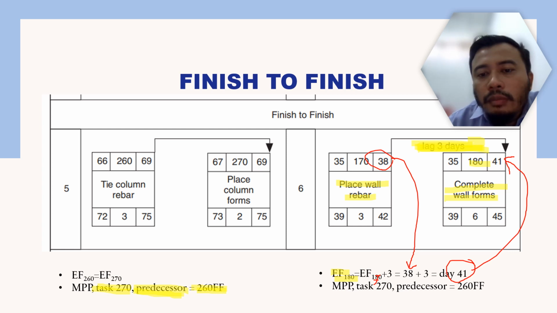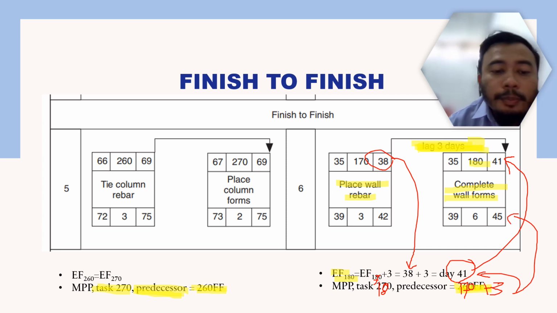And in Microsoft Project, you can write it down as 170FF plus 3. There's a mistake here, it's actually task 180. In task 180, you fill up the predecessor column as task 170, FF plus 3. So you get the same result as this, and also the same diagram as the precedence network diagram.